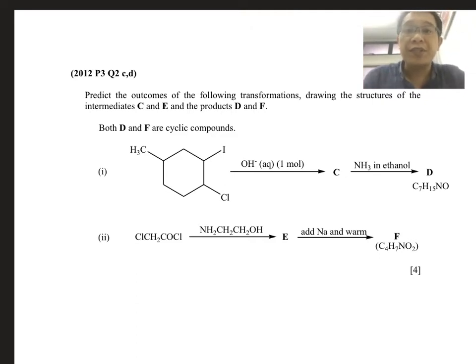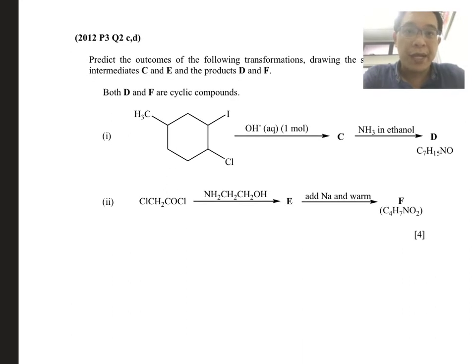So this question is focusing on H2 chemistry taken for the year 2012, paper 3, question 2, C and D. Predict the outcomes of the following transformation. Draw the structures of the intermediate C, E and D, F. So we're going to determine what kind of product can be formed. Now this is one of the questions that a lot of people make mistakes on, so I thought it'd be good for us to go through together. So let's take a look at part one.